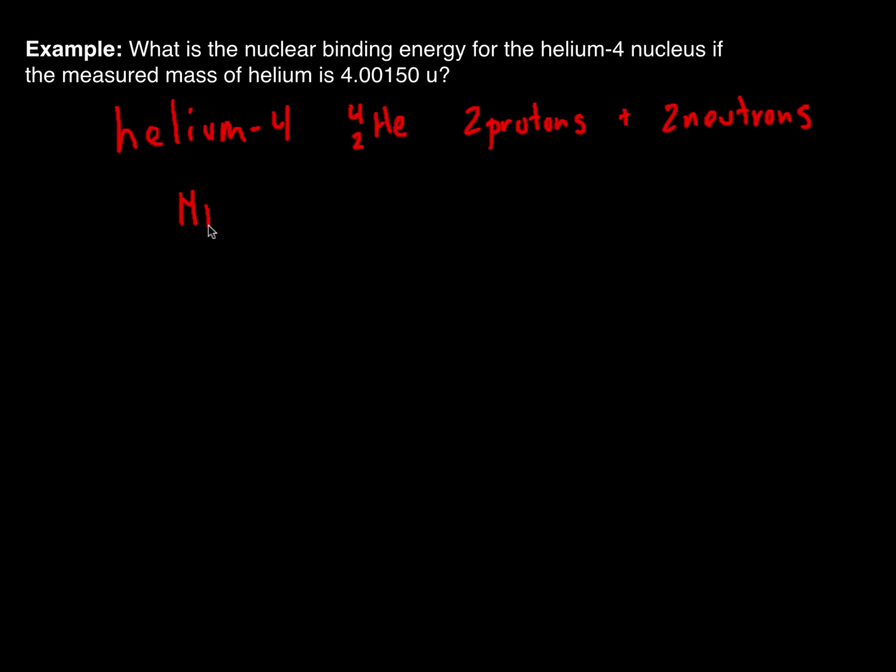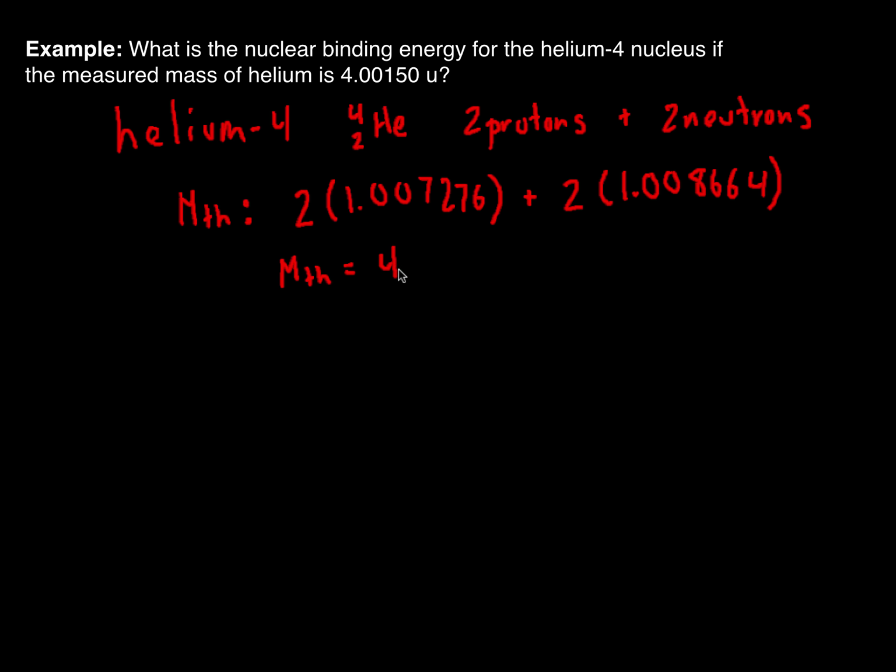To find the theoretical mass, we add the mass of 2 protons, which is 2 times 1.007276, plus the mass of 2 neutrons, which is 2 times 1.008664. This gives us a theoretical mass equal to 4.031882 atomic mass units. The mass defect is the theoretical mass minus the measured mass.